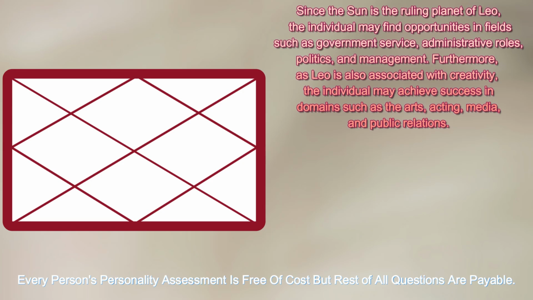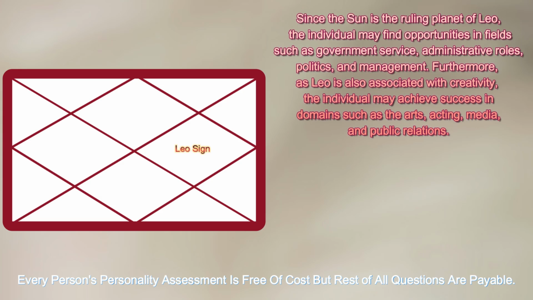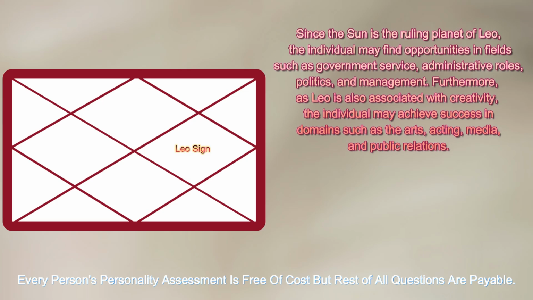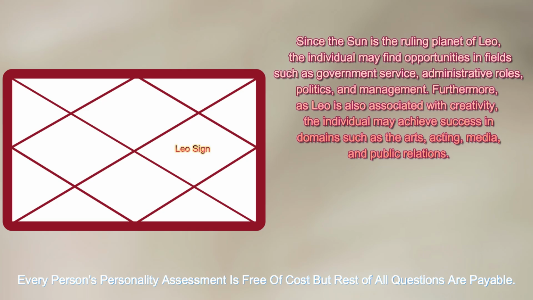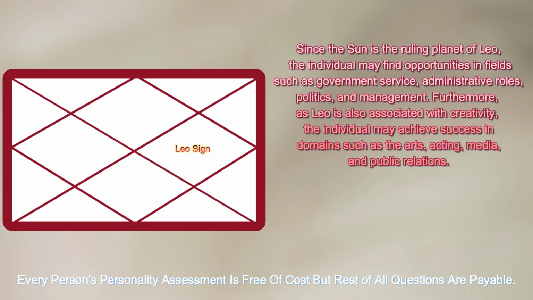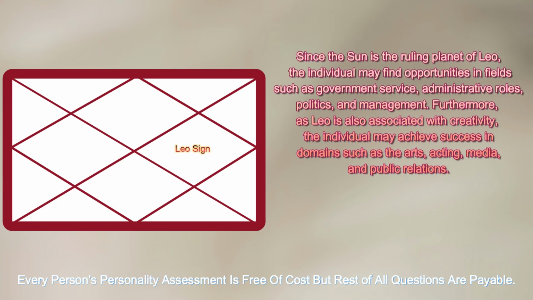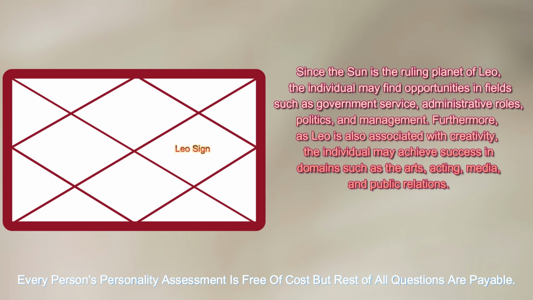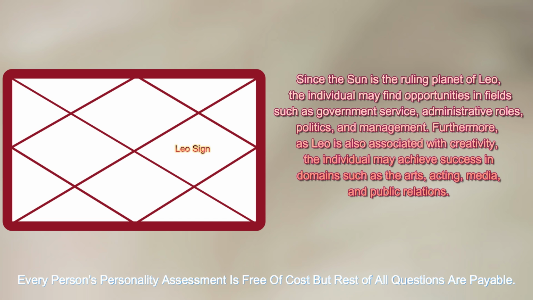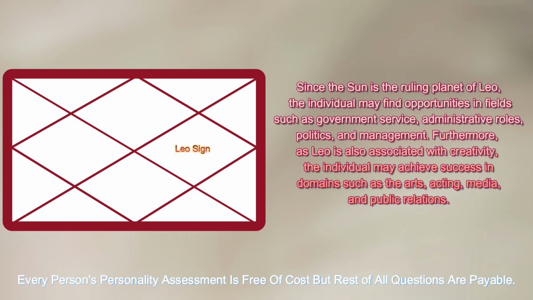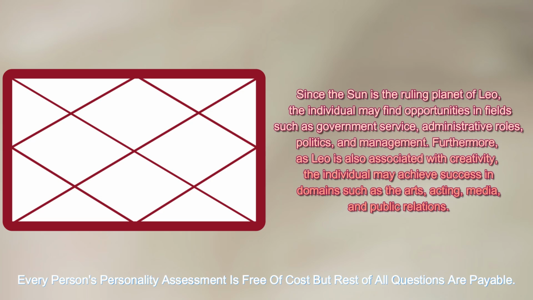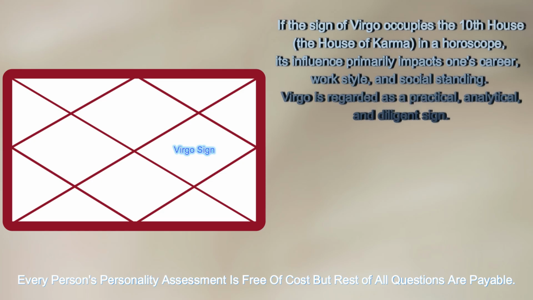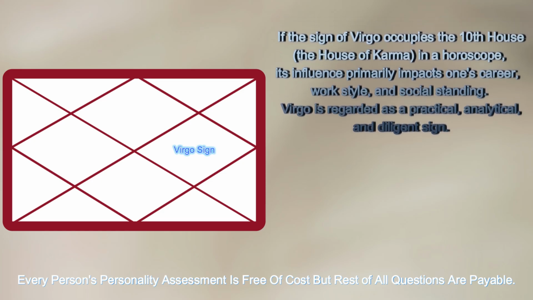Since the Sun is the ruling planet of Leo, the individual may find opportunities in fields such as government service, administrative roles, politics, and management. Furthermore, as Leo is also associated with creativity, the individual may achieve success in domains such as the arts, acting, media, and public relations.